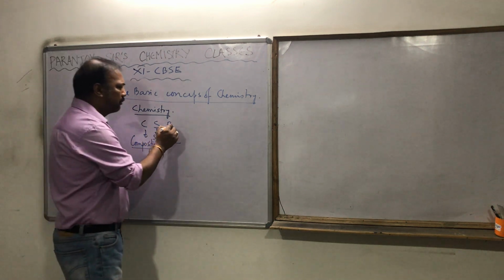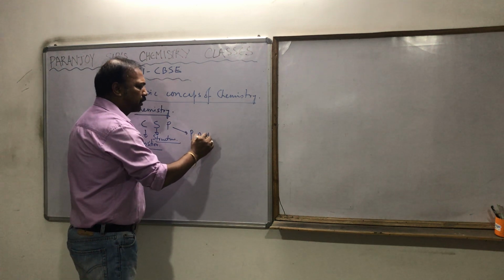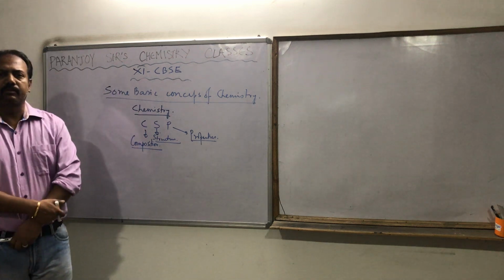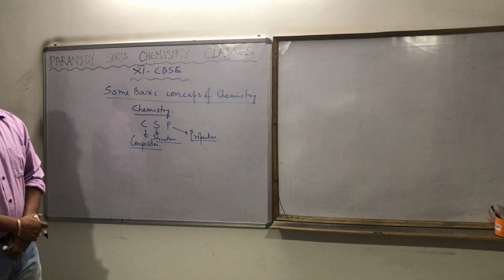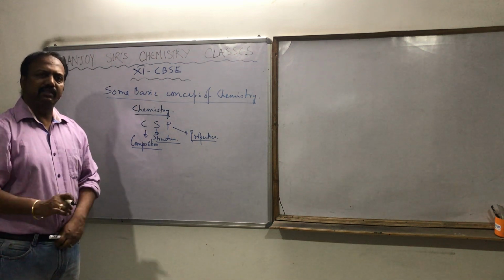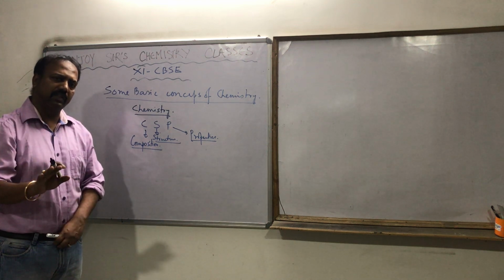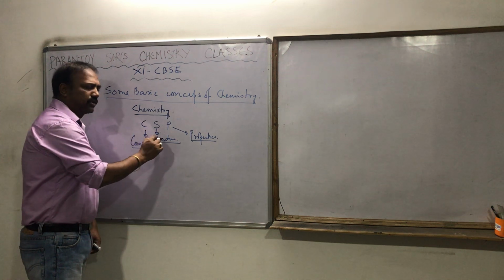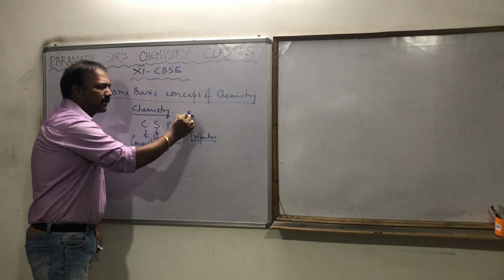And thirdly, P means properties. There are two types of properties, all of you know: physical properties as well as chemical properties. We study both in chemistry. So what is chemistry? In a very simple sentence, we can say this is the branch of science where we study the composition, structure, and properties of any matter.